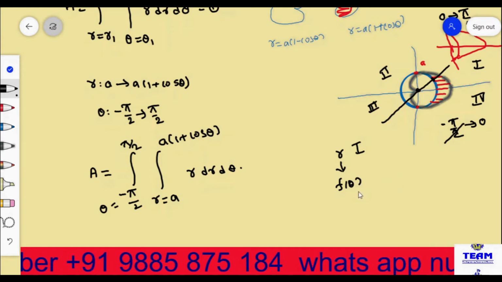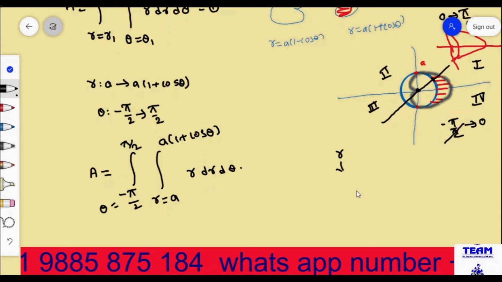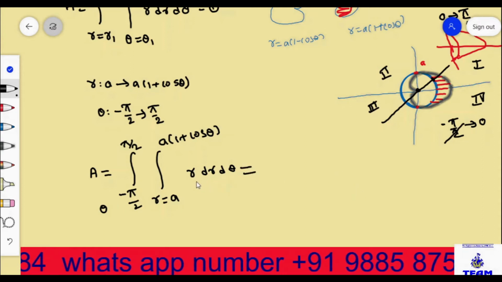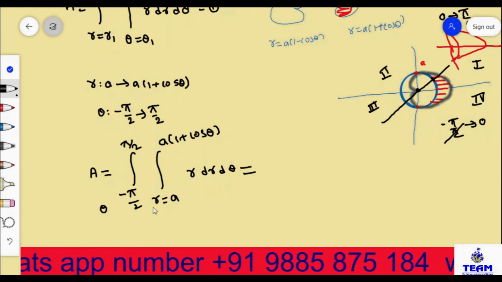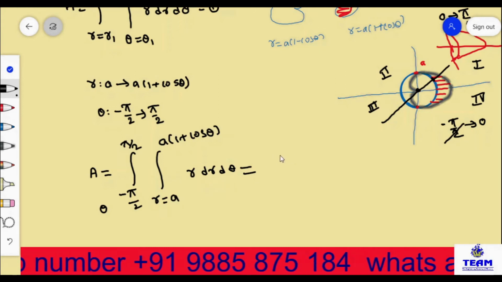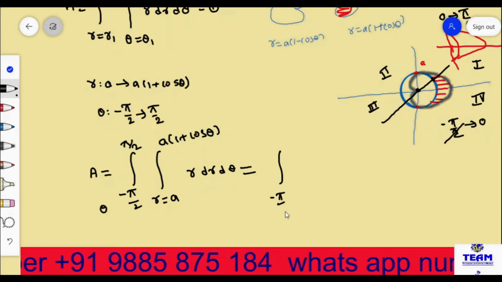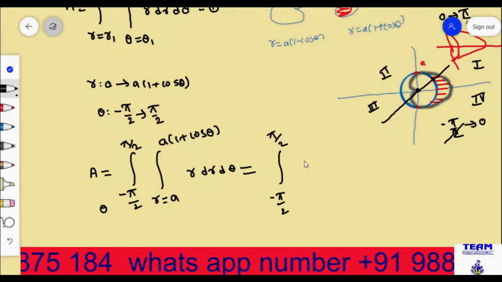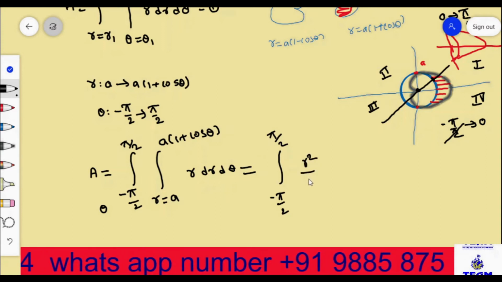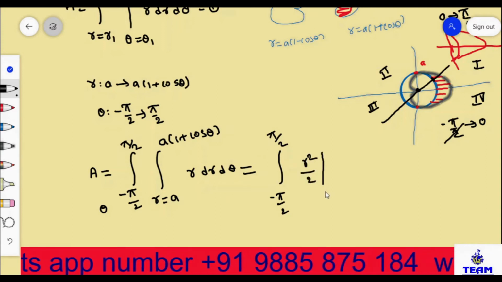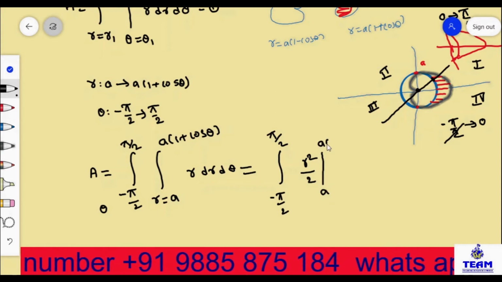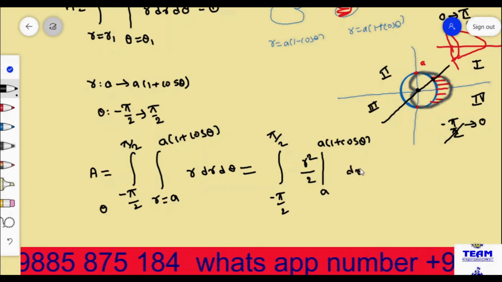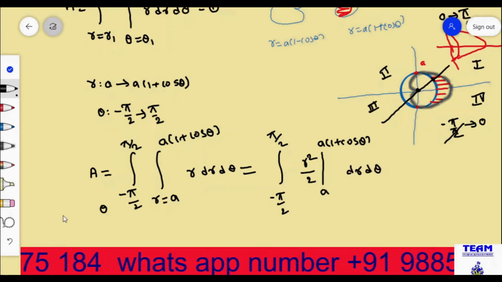Right. Now I am simplifying this one. I will write one more step for you. The integral from minus pi by 2 to pi by 2. First I am integrating with respect to r. The integral of r is r square by 2. The limits are a to a into (1 plus cos theta), into d theta. Is it clear for you?